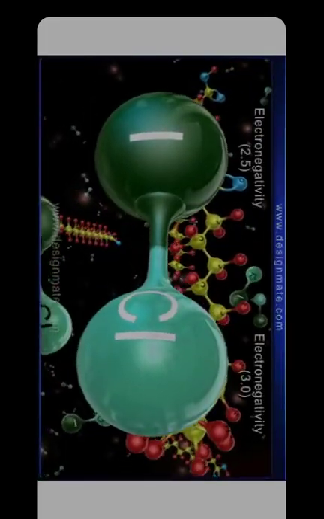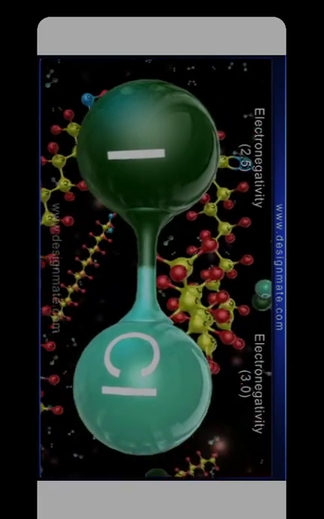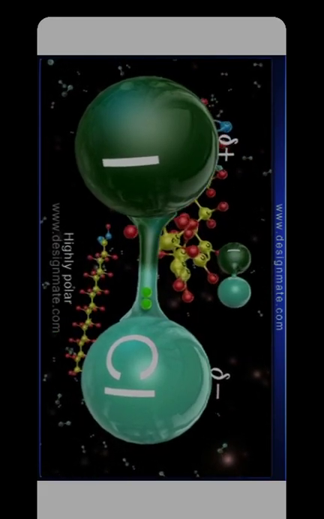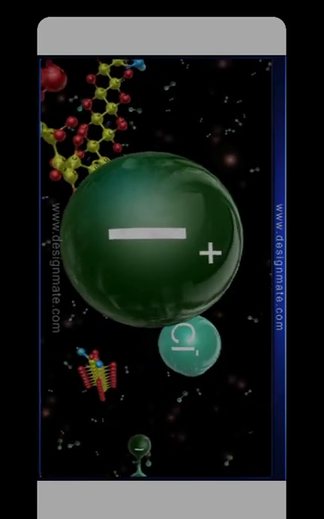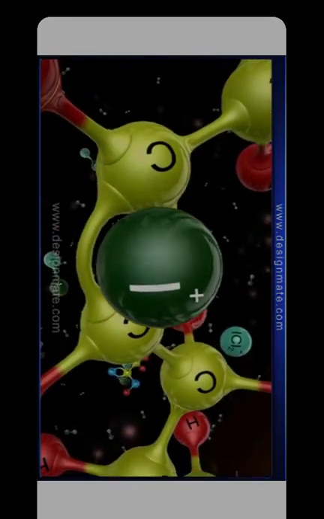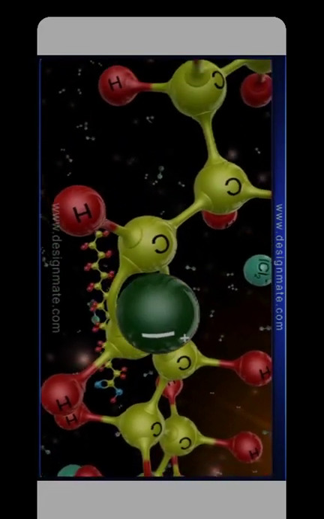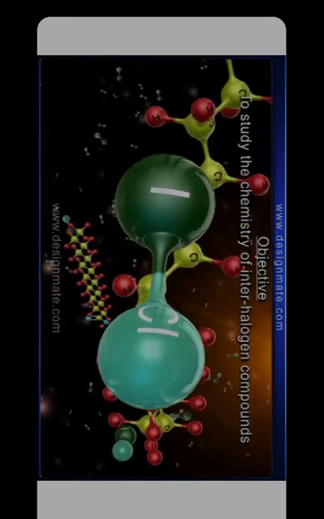However, there is a considerable electronegativity difference between iodine and chlorine, and hence this bond is highly polar. Eventually, it breaks to generate I+ ions, which can further attack the sites of unsaturation in the substrate fat molecules. Let us learn more about the chemistry of inter-halogen compounds.